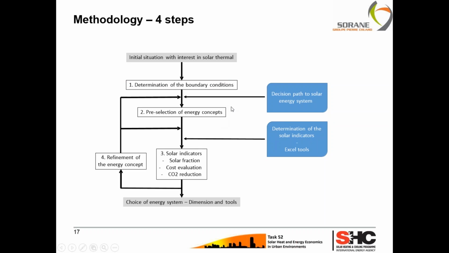The methodology we developed is a four-step method. First, the idea is to determine the boundary conditions, then to pre-select an energy concept. The third step is to quantify solar indicators, such as solar fraction, cost evaluation, or CO2 reduction of your energy system. And then there is the fourth step, which is a refinement step, where you can check the influence of some parameters or compare different scenarios.